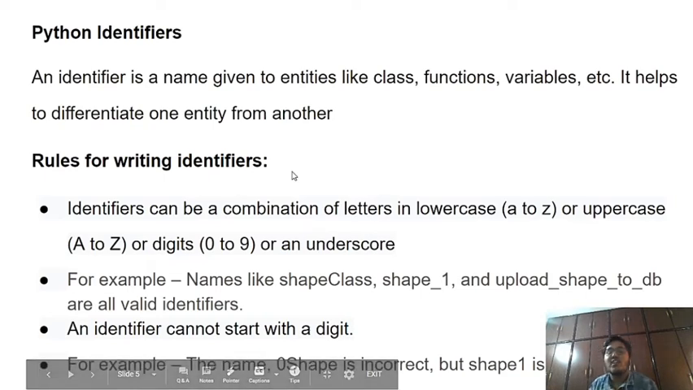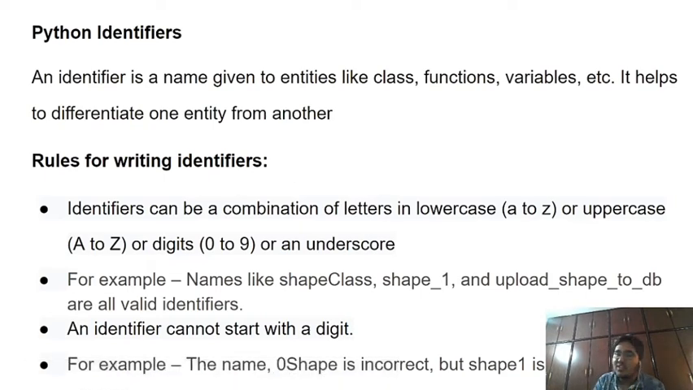First rule: identifiers are a combination of lowercase letters, uppercase letters, digits, and underscore. Only these are possible to write an identifier. For example, names like shape class, shape_1, upload_shape_2_db are all valid identifiers. Second thing, an identifier should not start with a digit. 0shape is incorrect. Shape1 is valid.